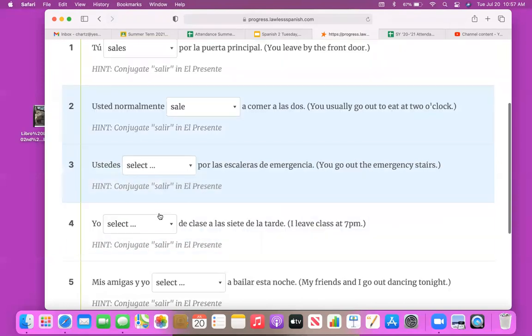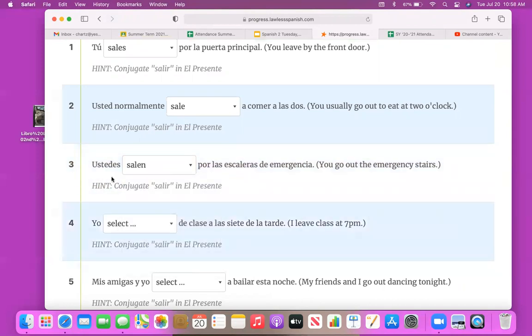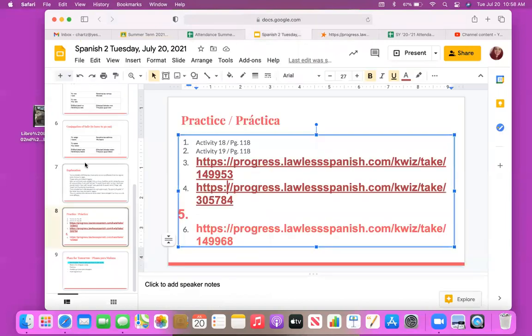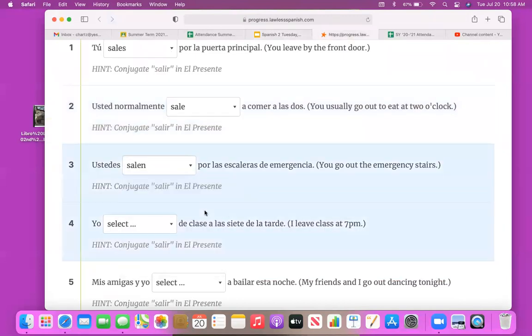Okay. And then ustedes blank por las escaleras de emergencia. So you go out the emergency stairs. You guys, ustedes. What do you think? Salemos. It's salen, right? Because it's you guys. So it's, yeah, I keep getting them confused. I'm not even gonna lie. No, that's okay. It is kind of confusing when you first learn.